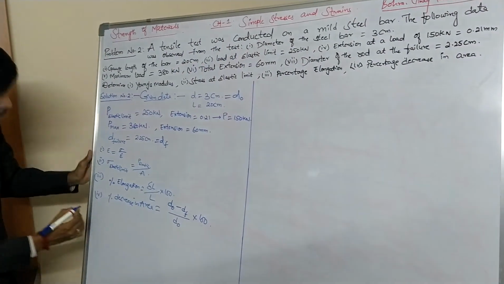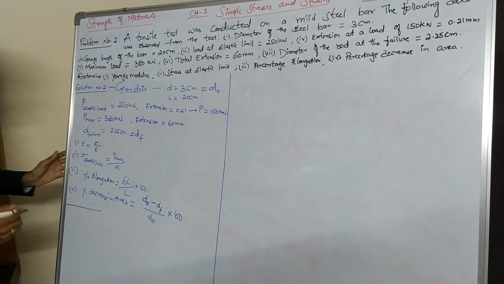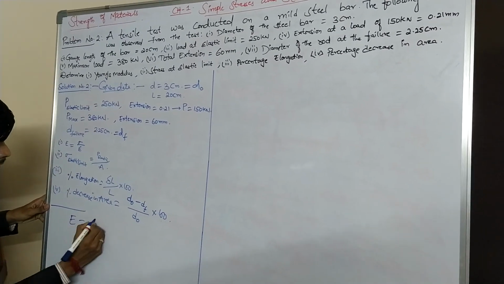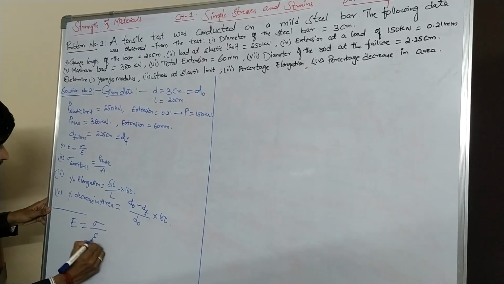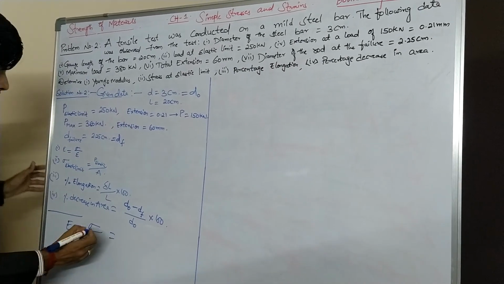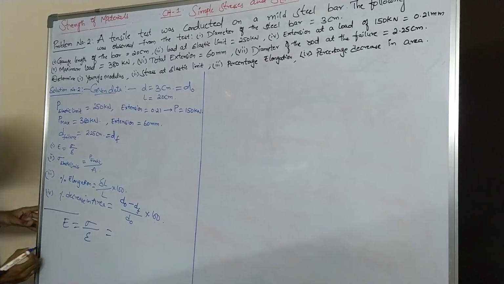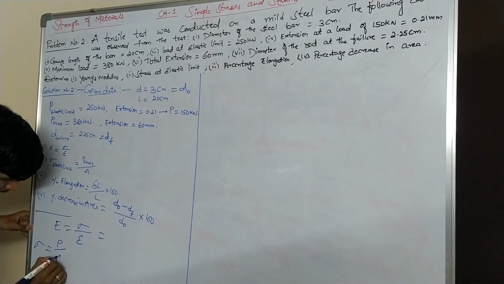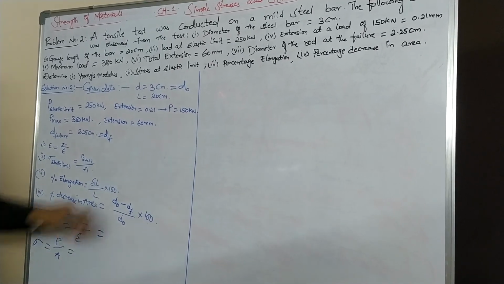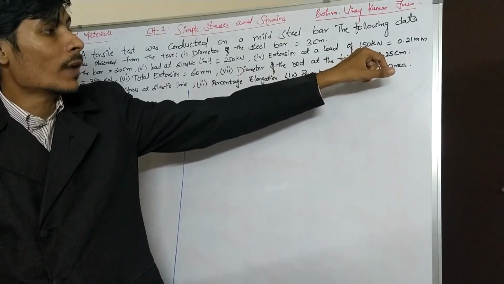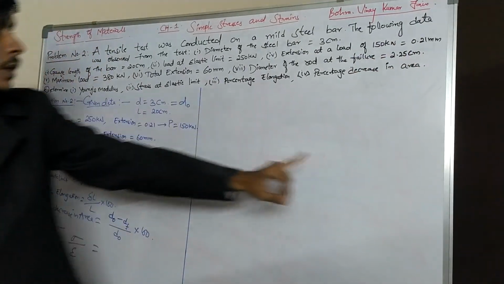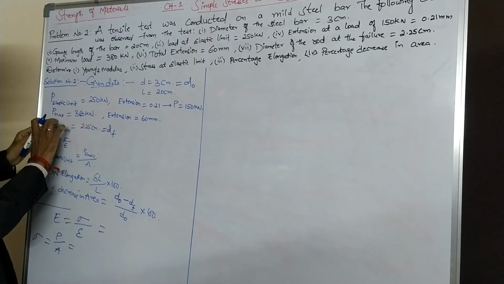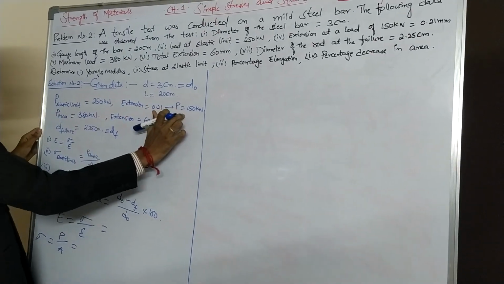So step number 1 is to calculate Young's modulus, that is E equal to stress by strain. Stress is load by area. You can calculate individually also. Here the load you need to take is the load at which the extension is given, 150 kilonewton, and similarly this extension, 0.21 mm, you need to take.